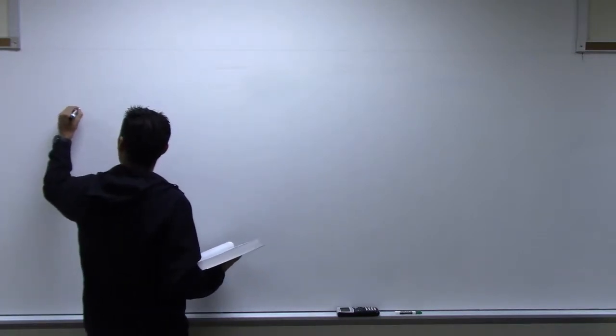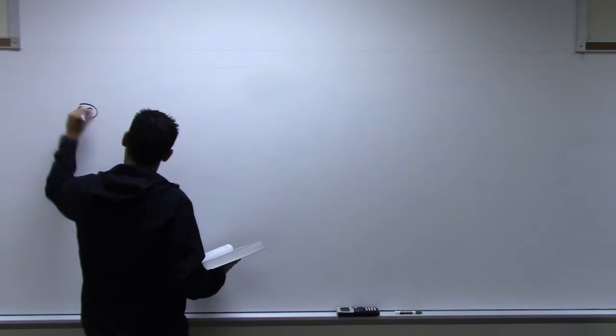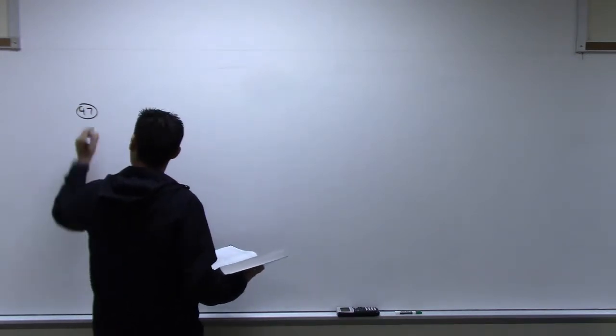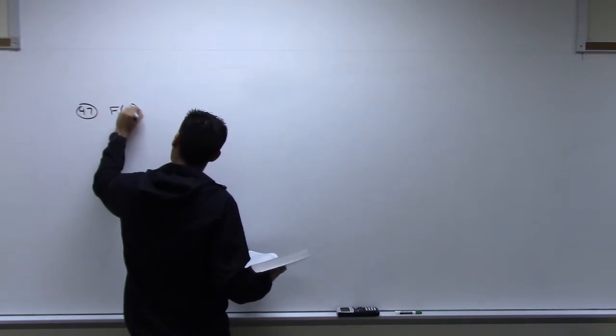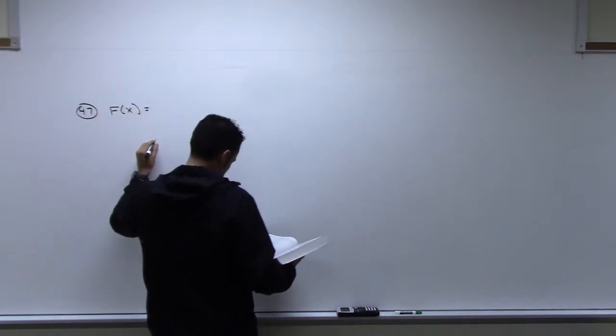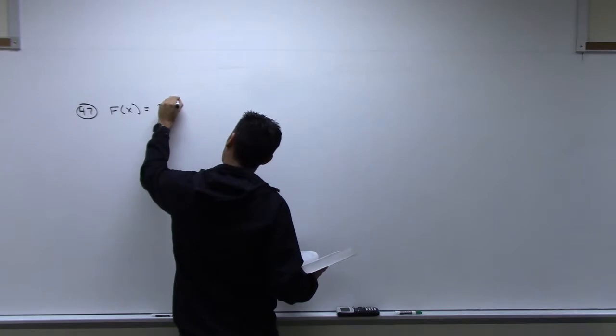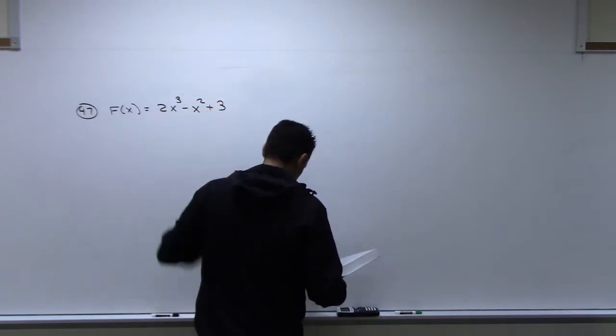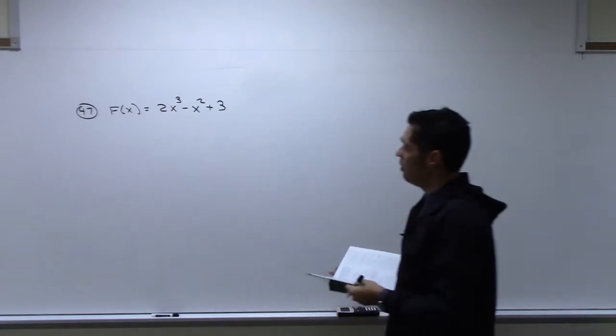Okay, we're moving on. We're going to be on page 54. We're talking about functions, and we're going to start with problem number 47. So on number 47, they give you a function, capital F of x equals 2x cubed minus x squared plus 3, and they ask you for the domain of the function.